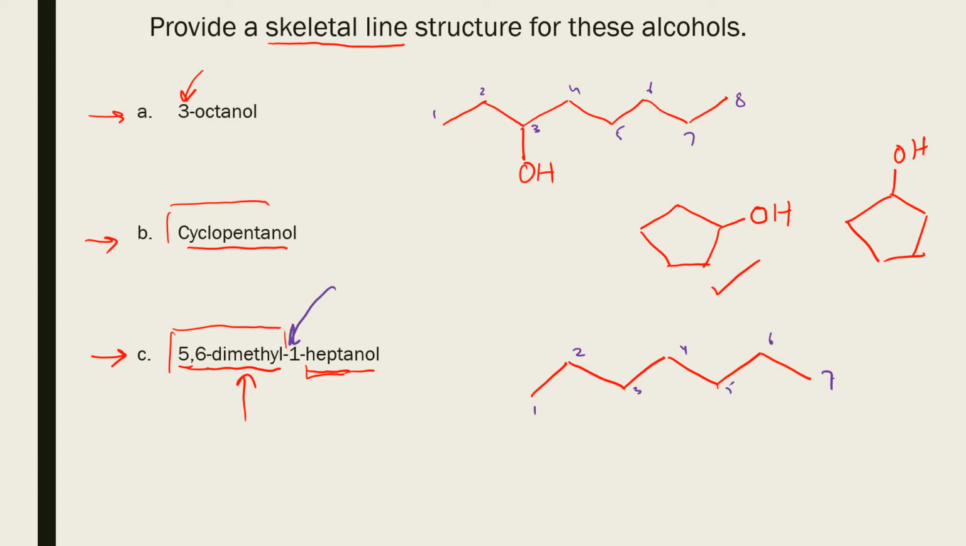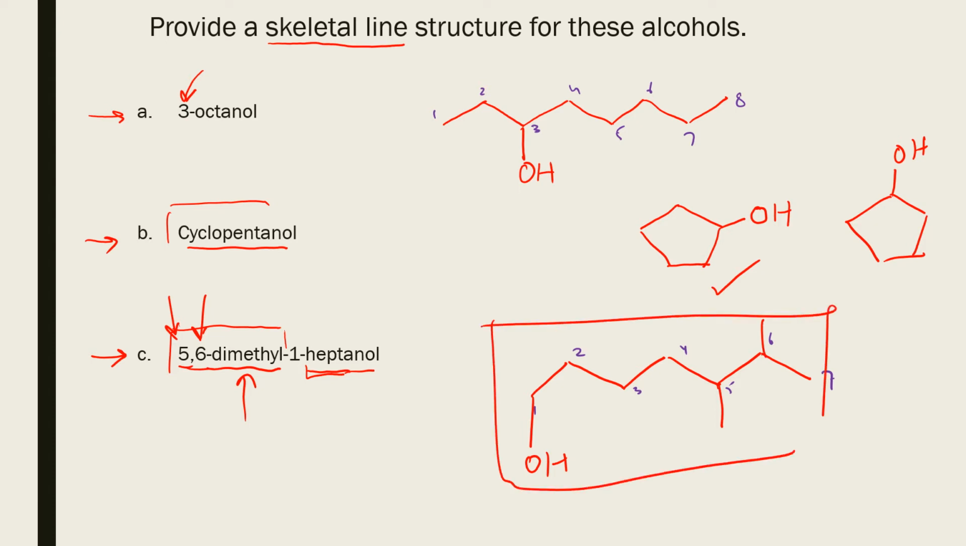It says 1-heptanol. That means the OH group is at number 1 position. So let's connect the OH group at number 1. And now it says 5,6-dimethyl. It means at number 5 and number 6 we have methyl groups connected. So number 5 has a methyl and number 6 has a methyl. And this is the structure.